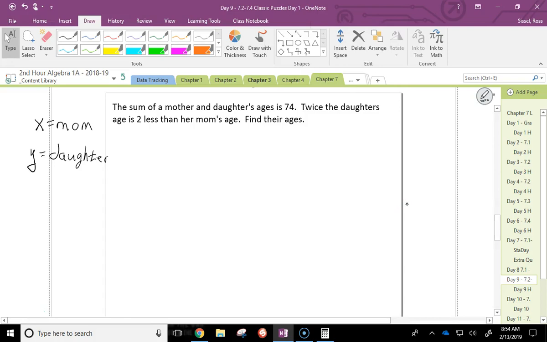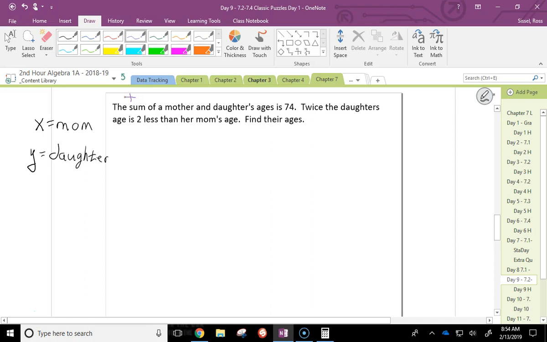Ooh, this one, I kind of like these. And these aren't with money, which makes it a little easier. So I like these. Let's see if you can figure this out. I'm even going to do some helpers for this, because I know these are kind of difficult. It says, the sum. Sum means addition. So I know I'm going to be adding. The sum of a mother and a daughter's age is 74. Twice the daughter's age is 2 less than her mom's age. Find their ages.